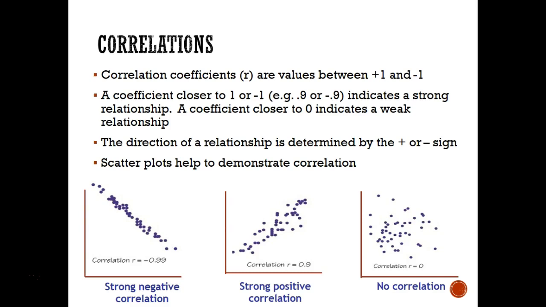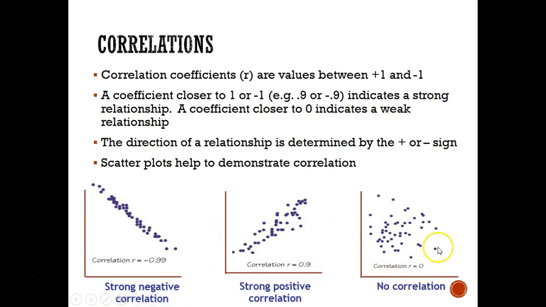Then we go into correlations. And again, instead of looking at whether or not things are different, we're now looking at whether or not things are related. And things can either be related and negative, or related and positive. You can see some of these scatter plots on the bottom.